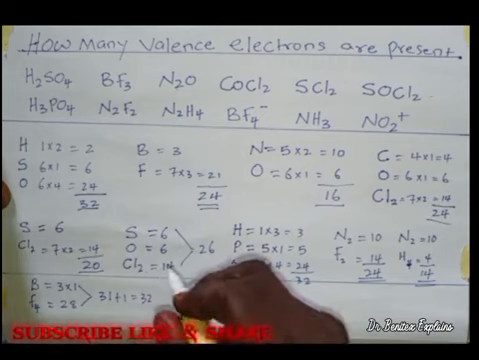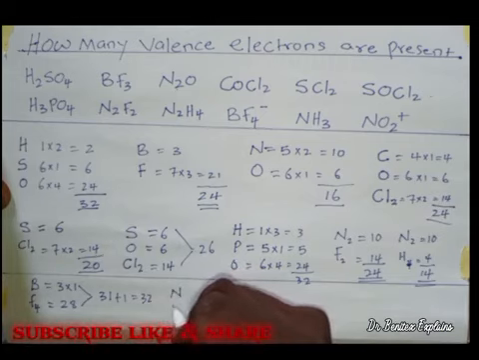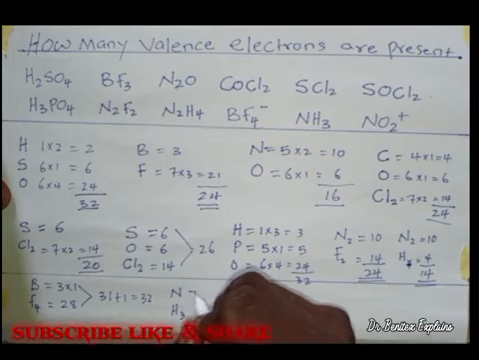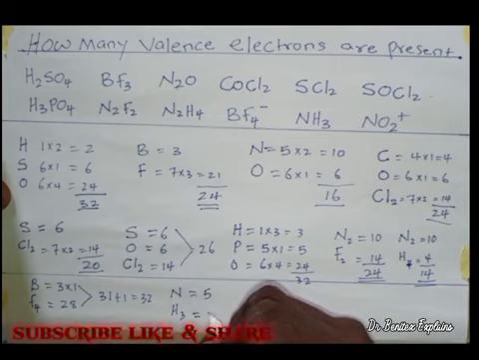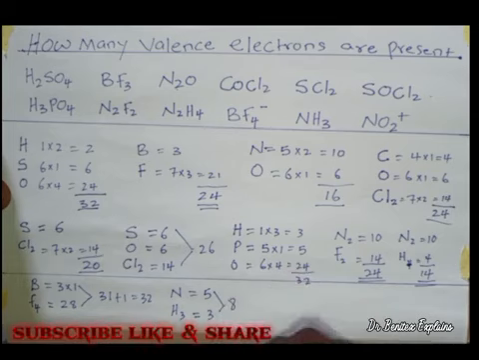So NH3, we have nitrogen and 3 hydrogens. Nitrogen is found in group 5. Hydrogen is found in group number 1. 1 times 3 is equal to 3. So total here is going to be equal to 8.